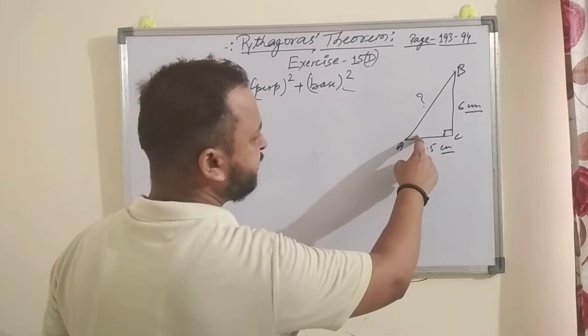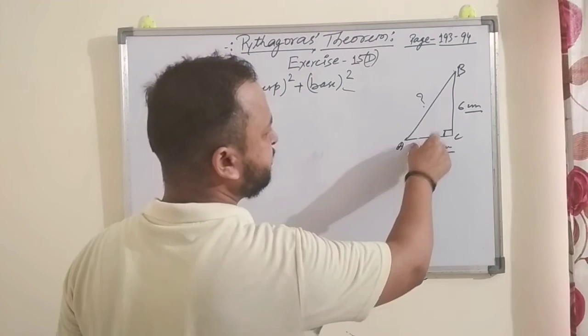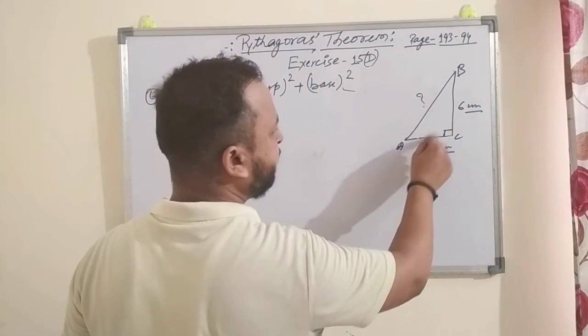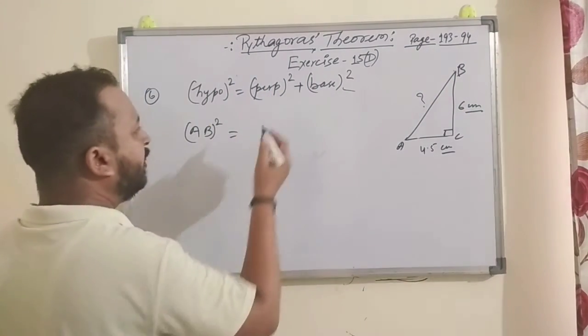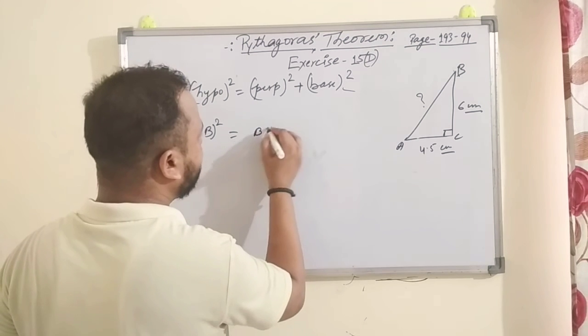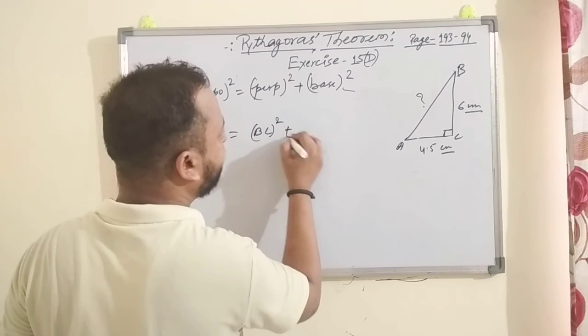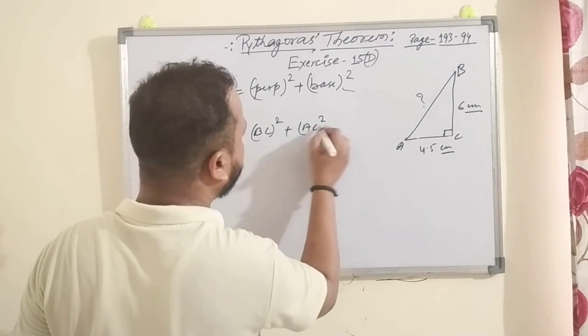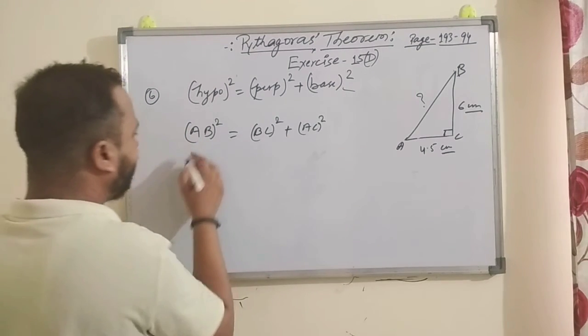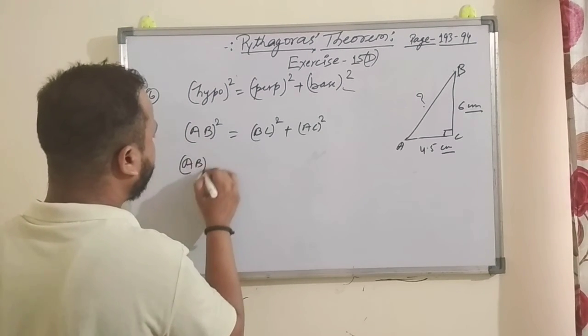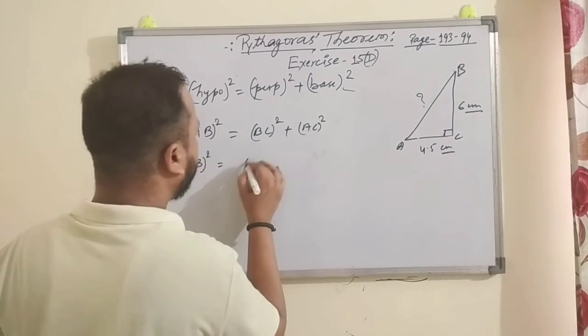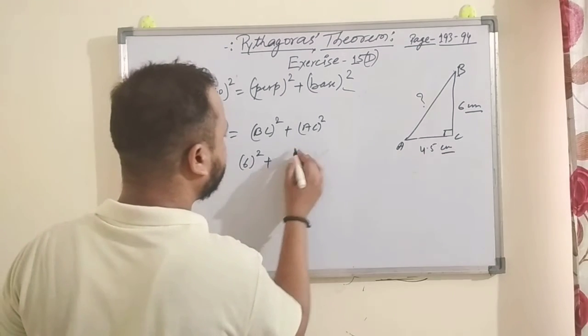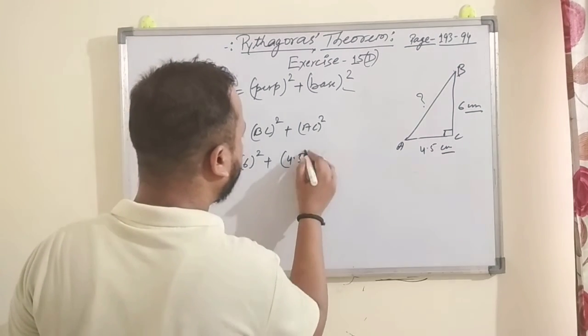If we take this angle, this is perpendicular, this is base. If you take this angle, this is perpendicular, this is base, right? So BC square plus AC square, right? So here the values are given. AB, the value of AB you have to find out. BC square is 6 square plus 4.5 square.